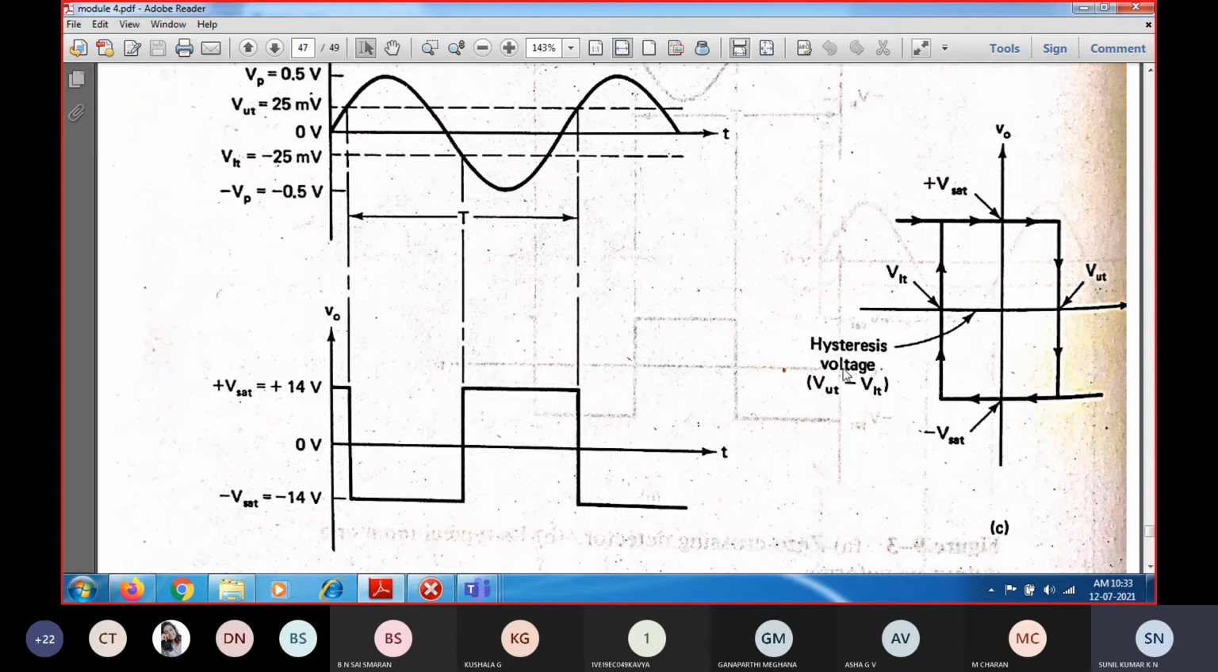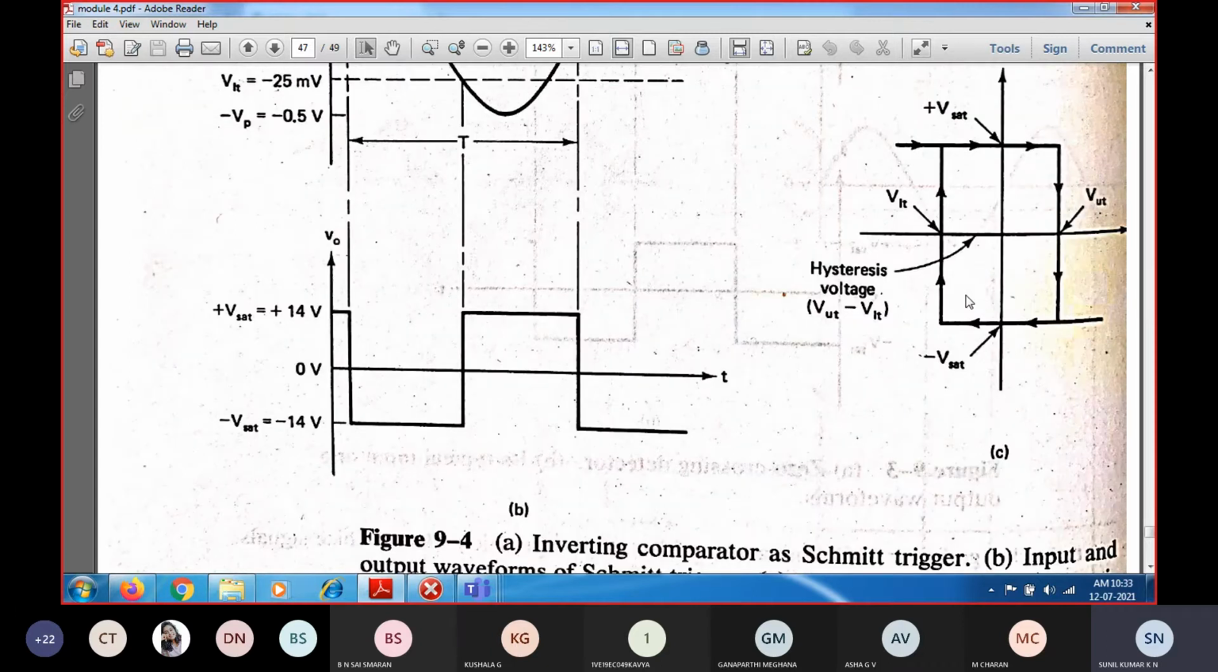So what is the voltage? VUT minus VLT. Suppose this is 7 volts for the upper trigger point and minus 7 volts for the lower trigger point, it means the hysteresis is 14 volts. So 7 minus of minus 7, that is 14 volts. So we are not going to consider the sign of the lower trigger point; we are going to take it as a magnitude only. So hysteresis voltage means 14 volts.